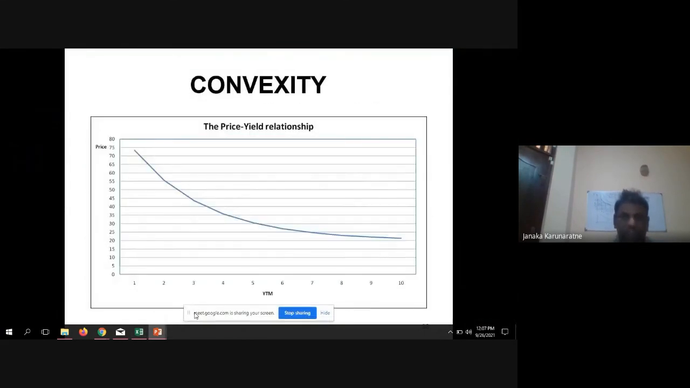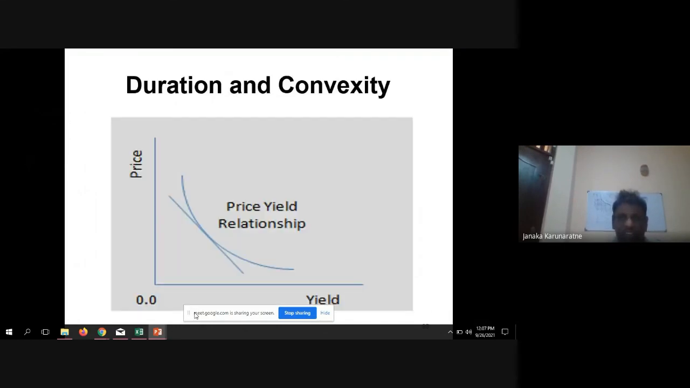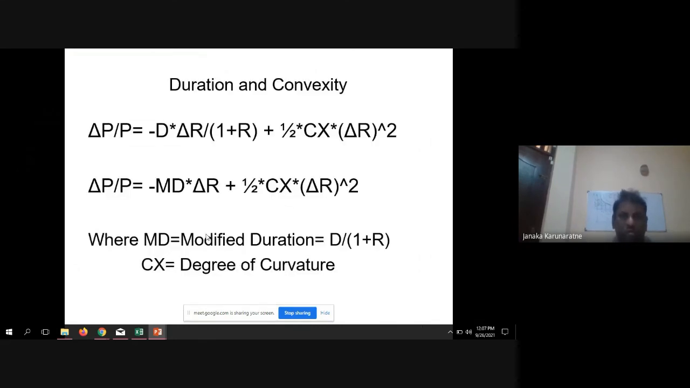Okay. So this is what I showed you on the board. Because it's not a straight line, for large interest rate changes you cannot use the simple formula, but for very small interest rate changes, you can. So now, for any interest rate change, we can use the convexity adjusted formula.